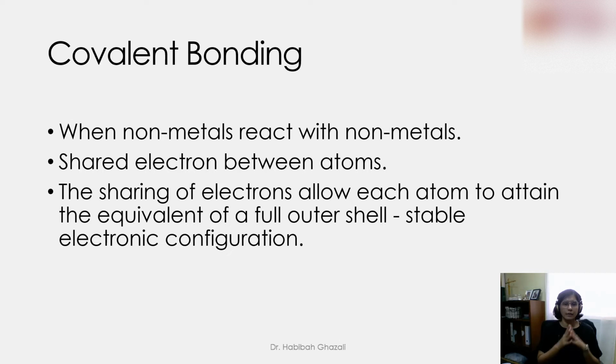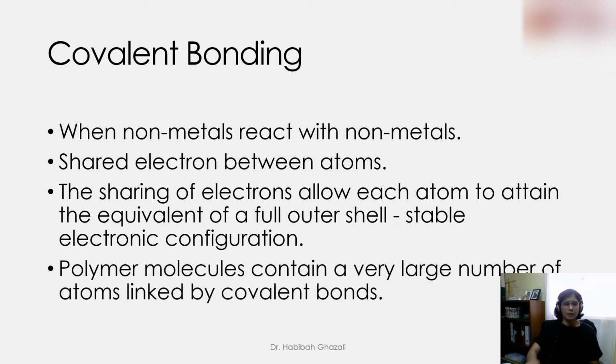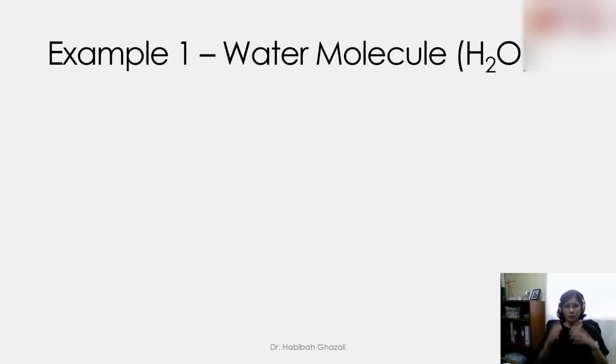The sharing of the electrons will allow the atoms to attain the equivalent of a full outer shell. Again, they want to be stable. By sharing electrons between them, the atoms can attain that stable electronic configuration. Polymer molecules contain a very large number of atoms linked together with covalent bonding. Now I would like to use water molecules to explain covalent bonding, the sharing of electrons between atoms.